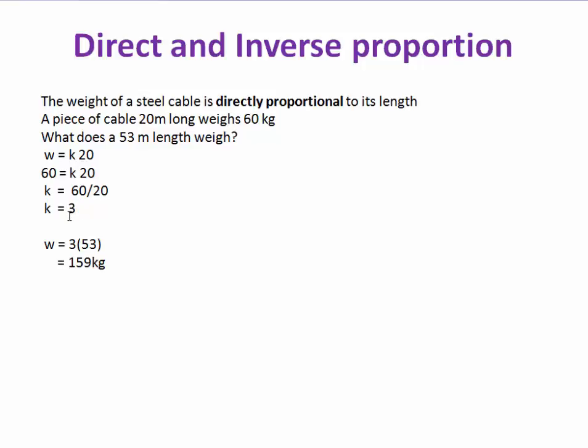Now we can use this in our question. So what does a 53 meter length weigh? So weight equals 3, which is our constant, multiplied by 53, which is our length. 3 multiplied by 53 is 159. So that's 159 kilograms.